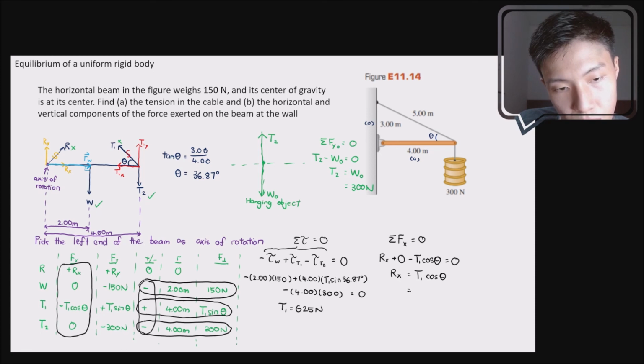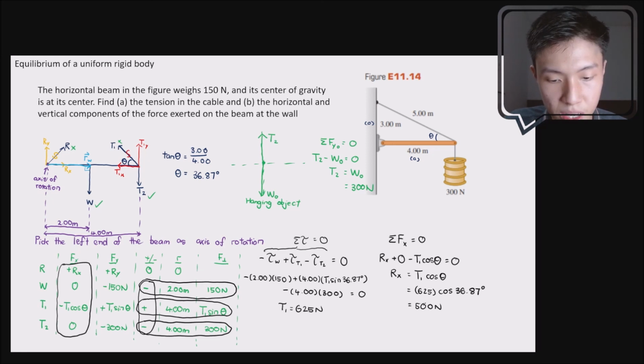You know T1 has a value of 625. You know cos theta is just cos 36.87 degrees. If you calculate everything, I believe Rx should obtain an answer of 500 Newton. So that is Rx, and because you obtain a positive answer for Rx, that means your prediction of the direction in the X component is correct. You predicted Rx is pointing to the right, and you obtain a positive answer, so your prediction that it's pointing to the right is correct.